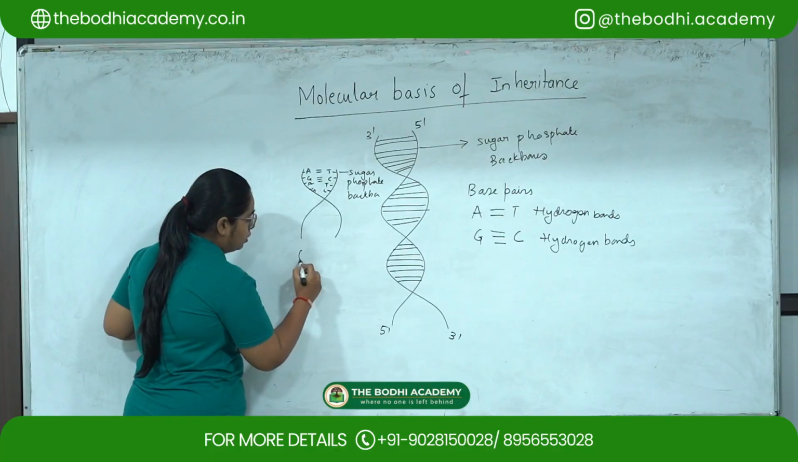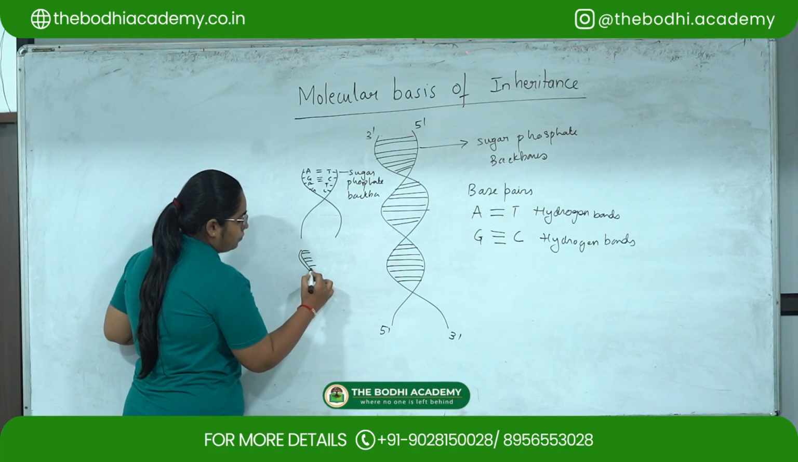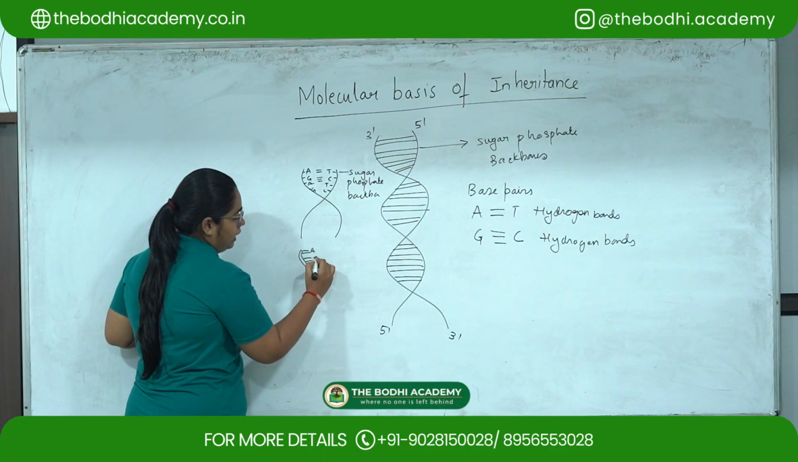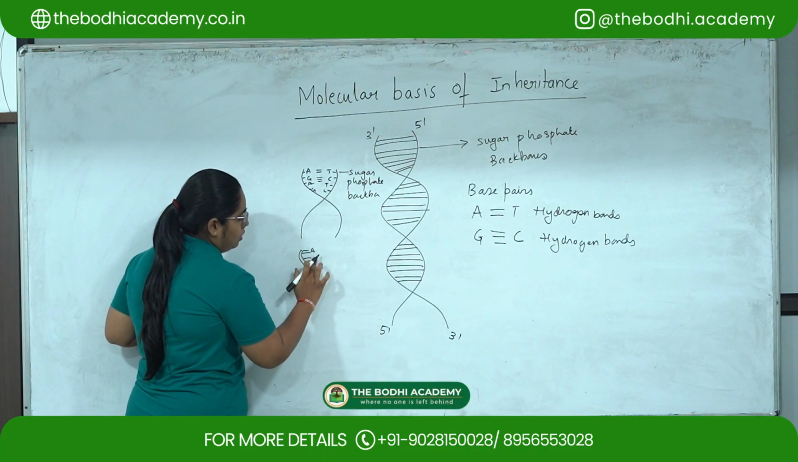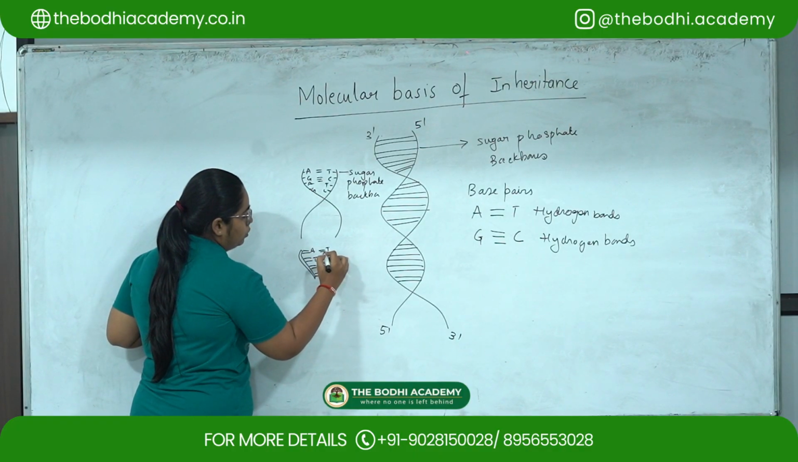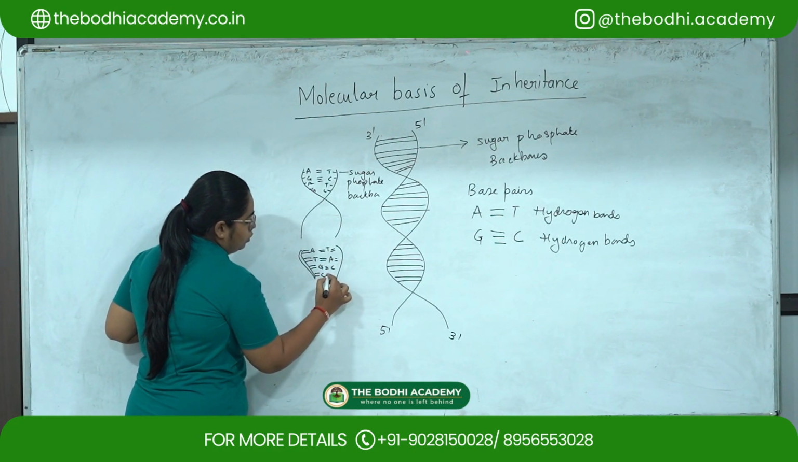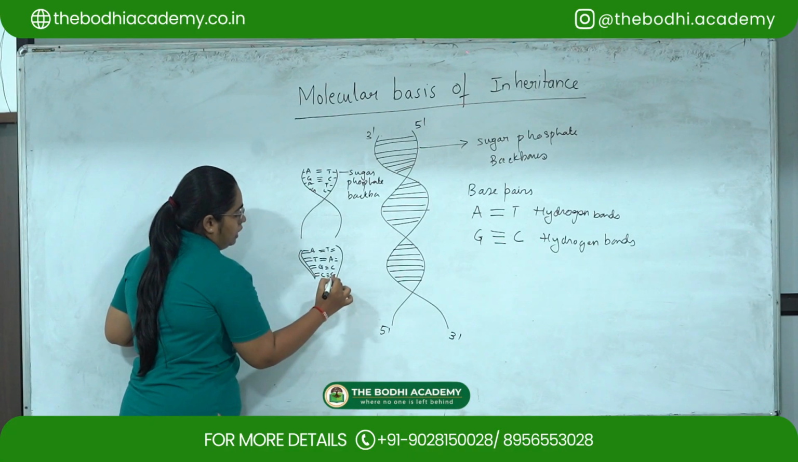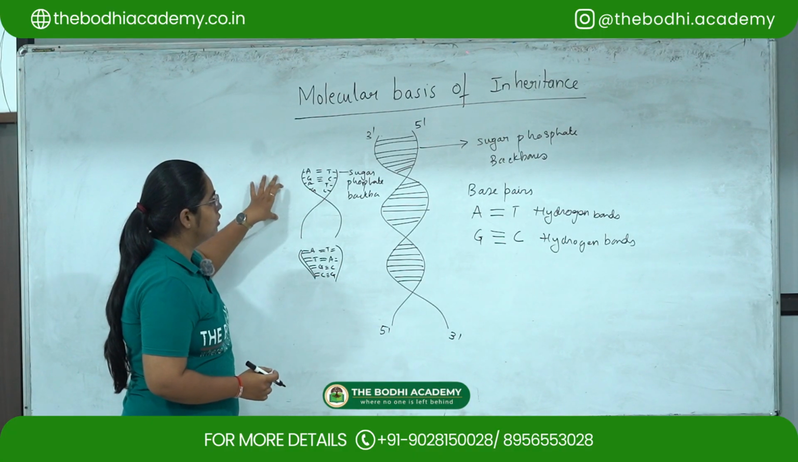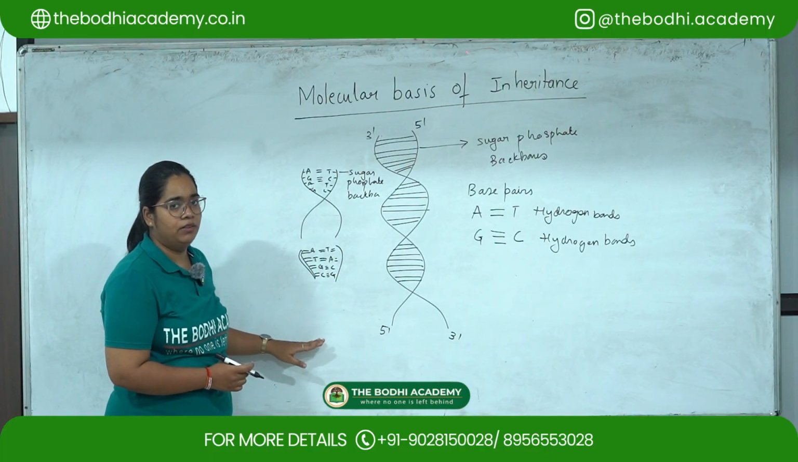So this is your sugar phosphate backbone. Then comes your base pairs A, T, G. So A will be complemented to T, G with 3 hydrogen bonds to C, and C to G. So this is how the basic double helix structure of DNA is represented.